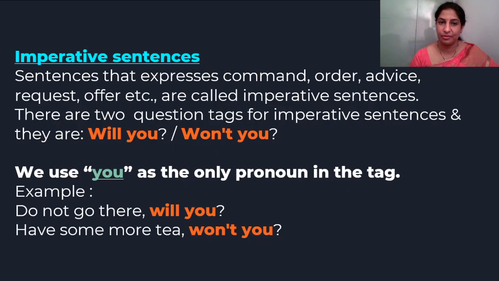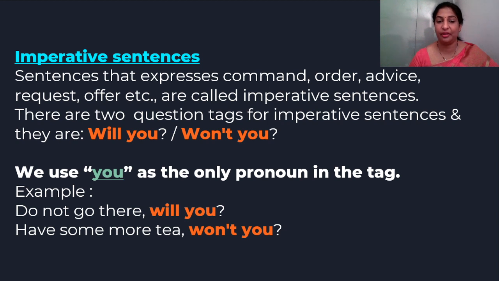Imperative sentences. What are imperative sentences? Sentences that express command, order, advice, request, offer, etc. are called imperative sentences. There are only two question tags for imperative sentences, and they are will you or won't you. We use you as the only pronoun in the tag. For example, do not go there, will you? Have some more tea, won't you?